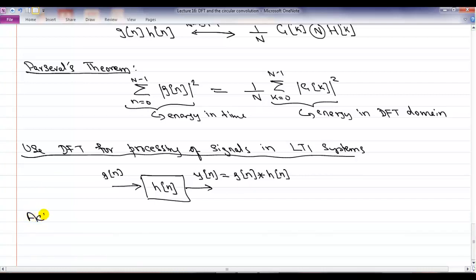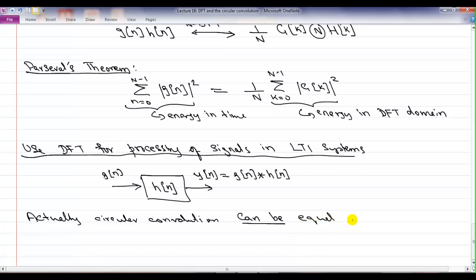And the answer is that actually circular convolution can be at times equal to the linear convolution. Now the big emphasis here is on "can be." It will not always be equal to the linear convolution, but it can be made equal to the linear convolution. And the question arises, when does that happen?